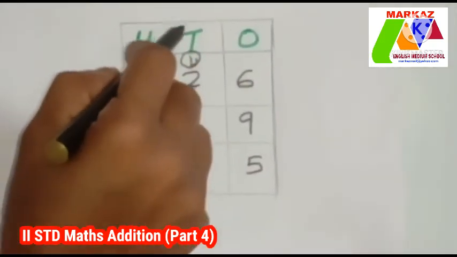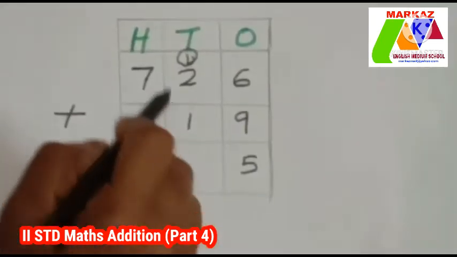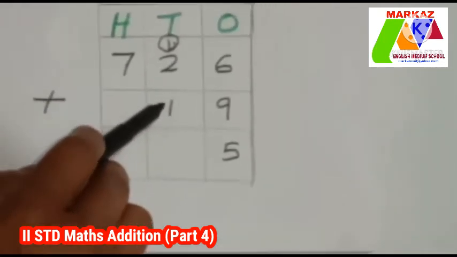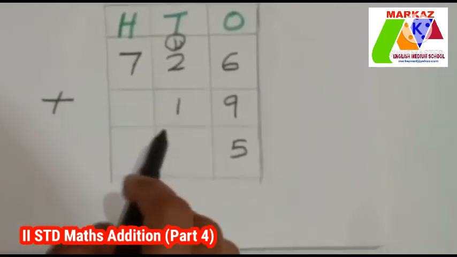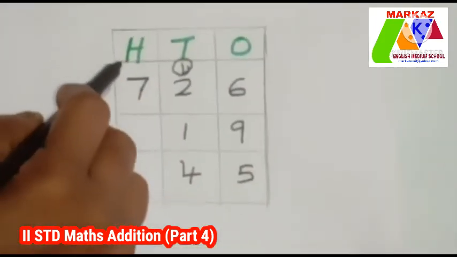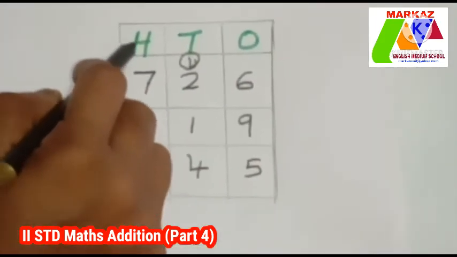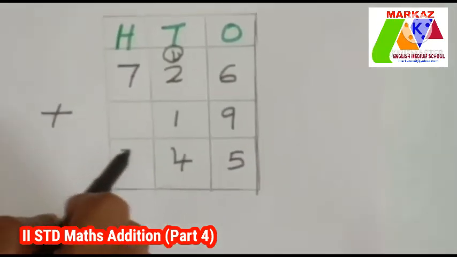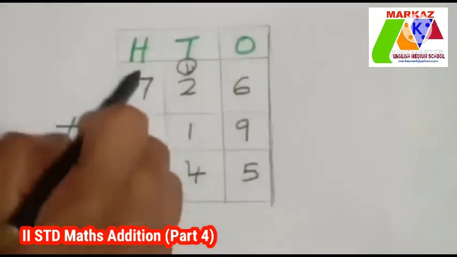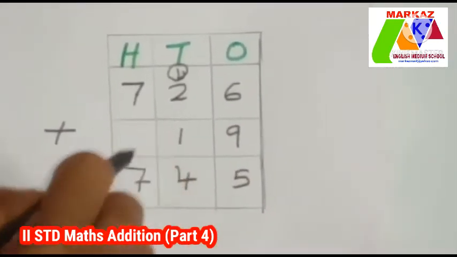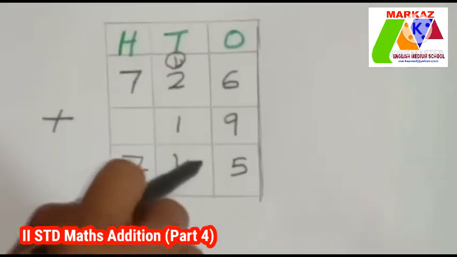Let's add the numbers in tens column. 1 plus 2, 3. Plus 1, 4. Next, add the number in hundreds place. 7 plus 0, 7. So, 726 plus 19 is equal to 745.